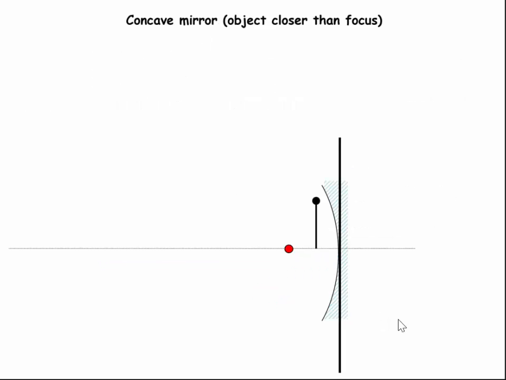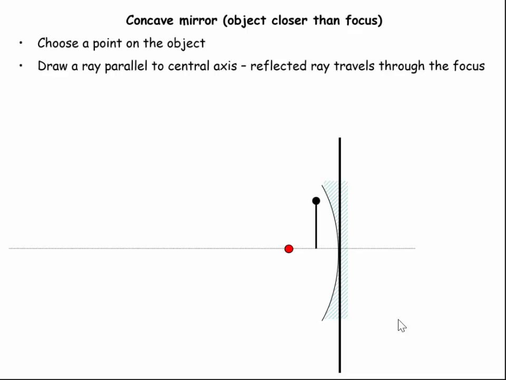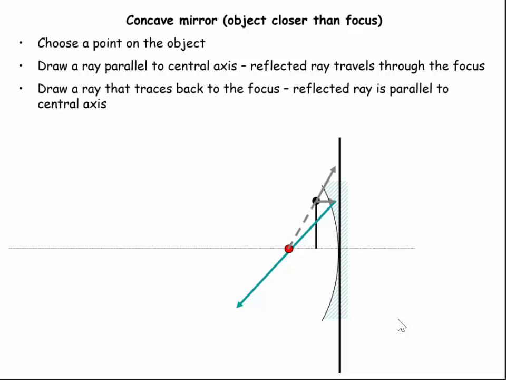Here's another example for a concave mirror, with an object closer to the mirror than the focus. We again choose a point on the object and draw a ray parallel to the central axis. The reflected ray travels through the focus. This next bit is a little bit different. Instead of drawing a ray through the focus and having it reflect, we draw a ray as if it were coming through the focus.